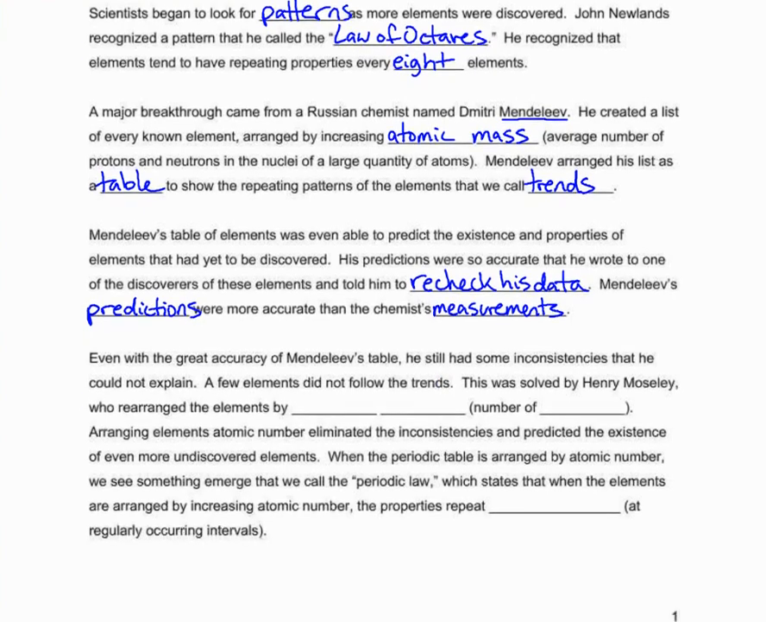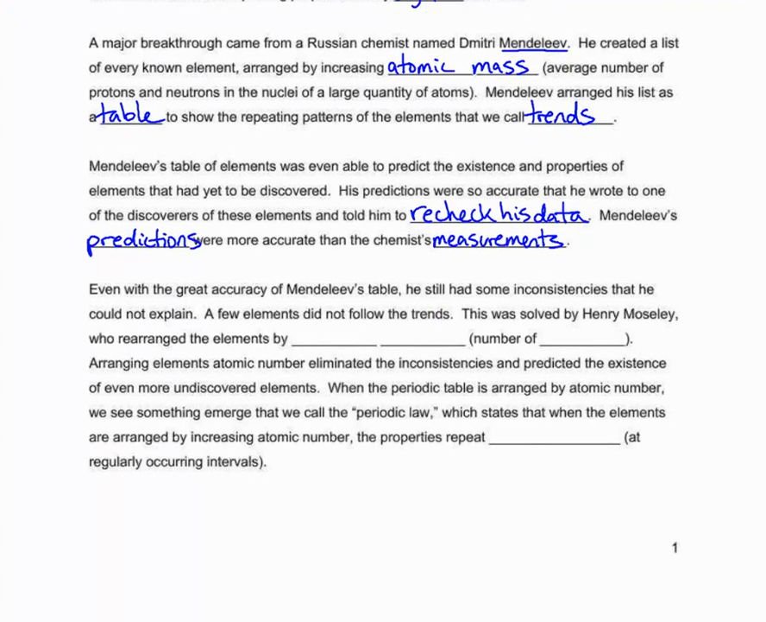His table was working out very well. It had great accuracy. They found the 3 elements that he was looking for, but it still had some inconsistencies that Mendeleev could not explain. There were a few elements that did not follow the trends. This problem was later solved by Henry Moseley, or sometimes you'll see his name as Harry Moseley.